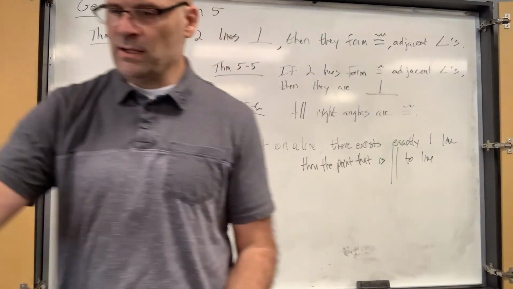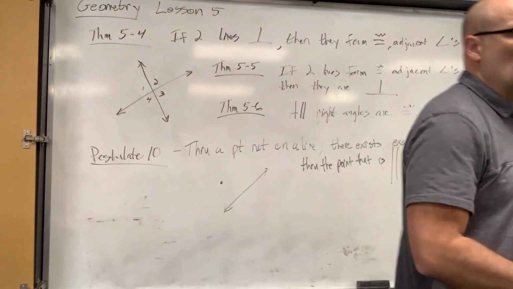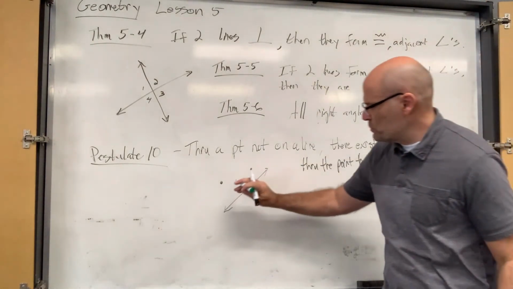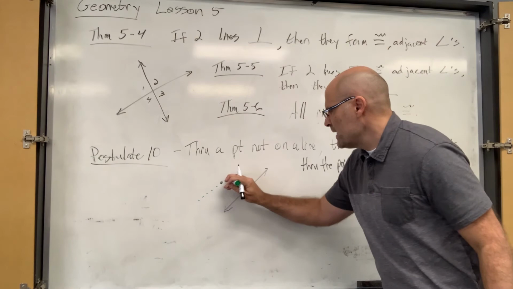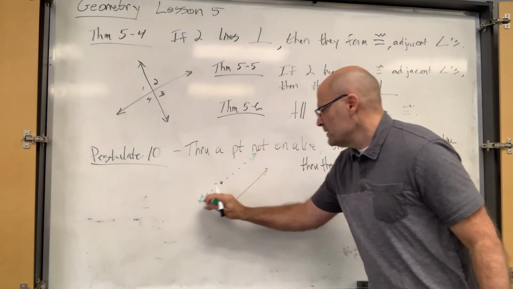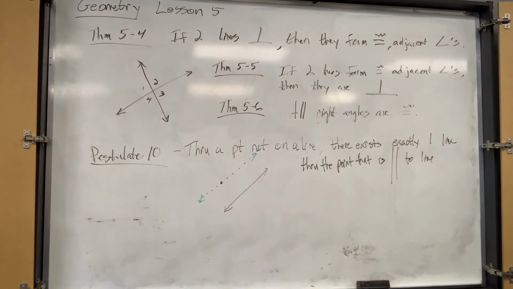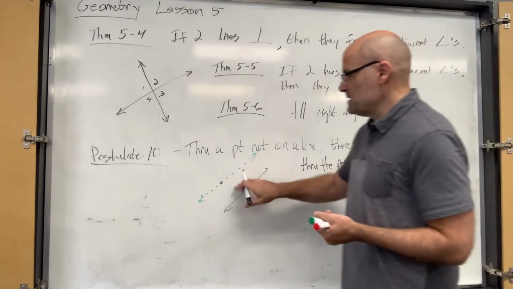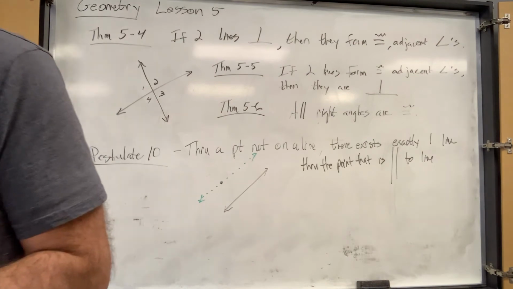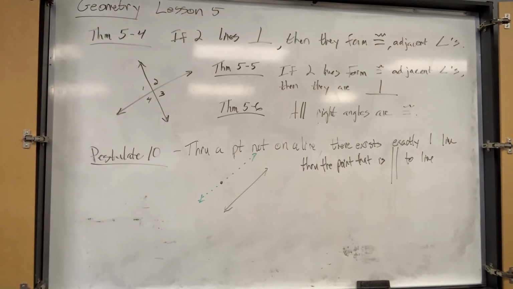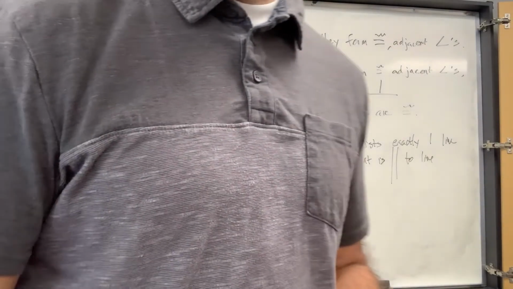So I'm going to use a different color. There's only one line that I can draw through this point that is parallel. That's the only line that's parallel to that other line. Okay? Now there's another postulate that says there's only one line that's perpendicular. But this is postulate 10. What's postulate 11? Could be that. I don't know yet. I don't have them memorized.